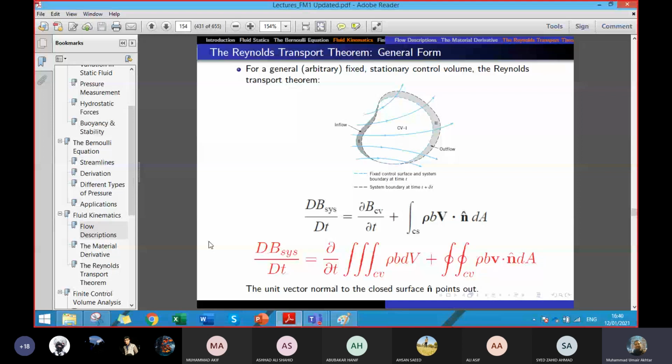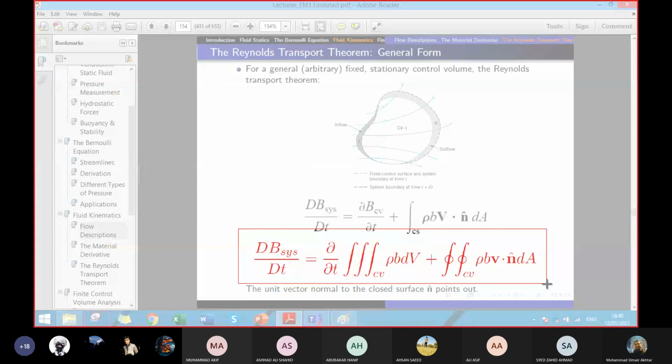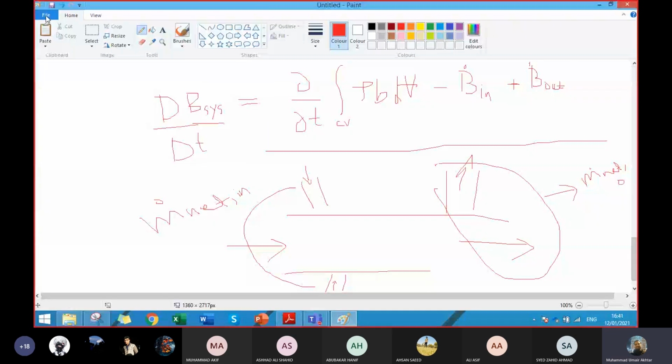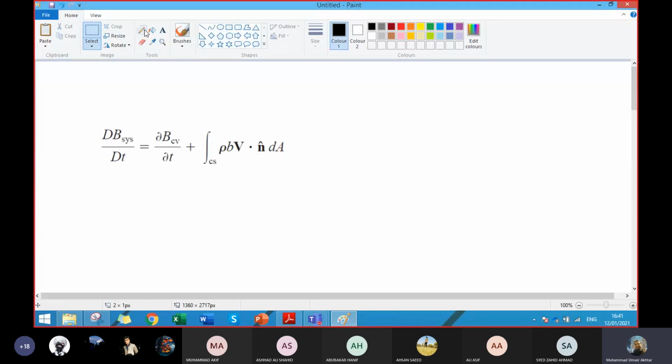So if I write the general form of the Reynolds transport theorem, you are seeing it on your screen. Now that is very interesting to understand. Now we can combine the flow rate terms. So what we have done is combine the B dot out term minus B dot in term. How we have done this and what the explanation behind that is, I will explain it with one B. We know that B dot out is rho into area into velocity, right?